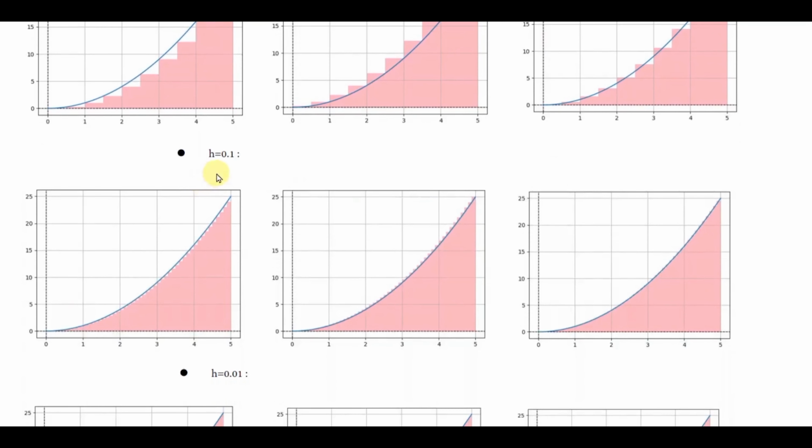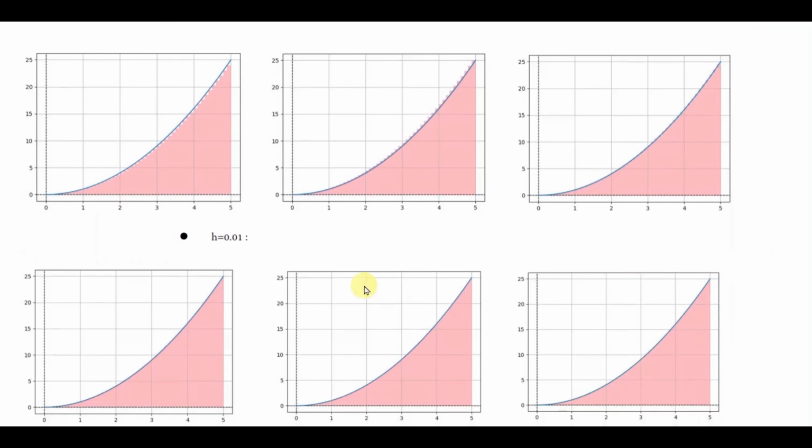Now we have decreased the value of h further. We have taken it 0.1. See how close it is to the approximation we are needing. Now take the smaller value of h further. We have taken h equal to 0.01.